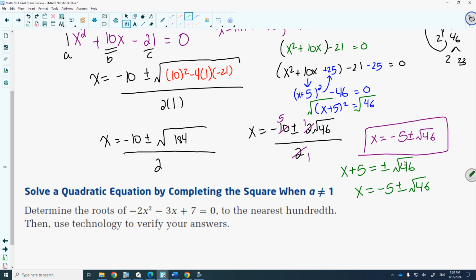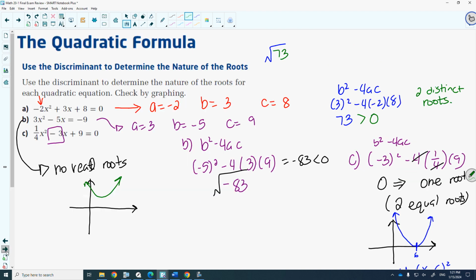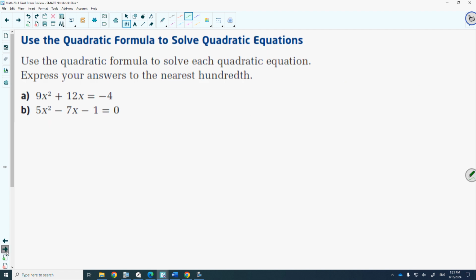I find more people, though, will make a mistake solving by completing the square than they will on the quadratic formula. Yes. Okay. And that is it for, that was 2 units. So I'll give you some homework questions.